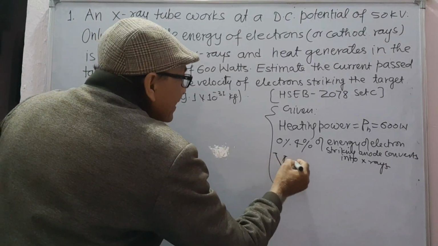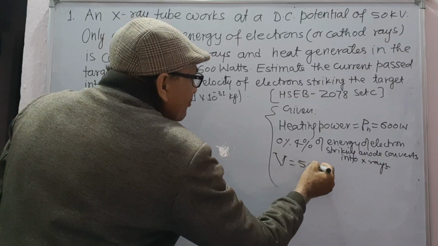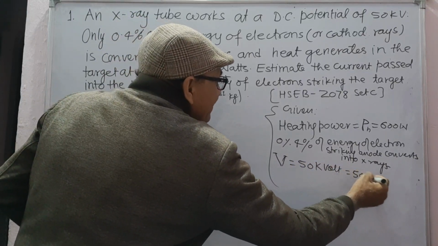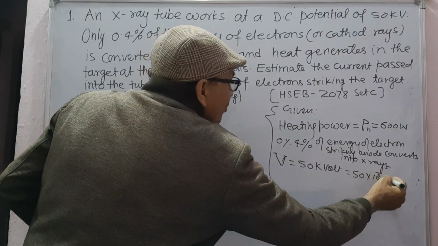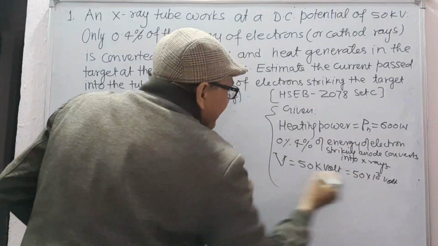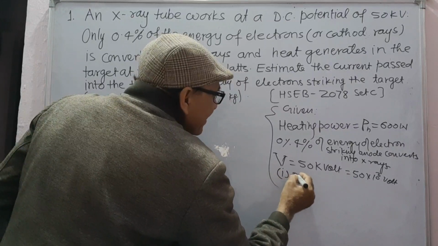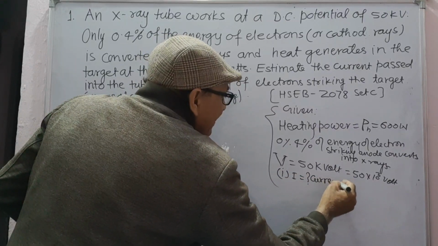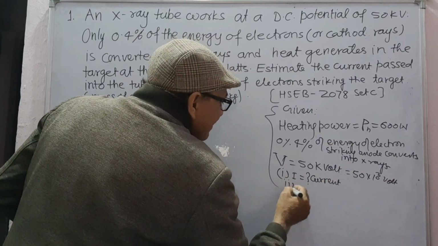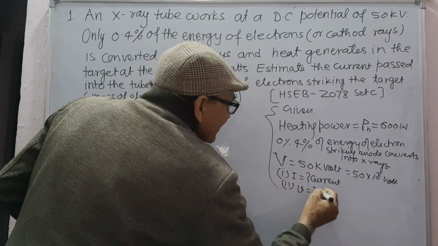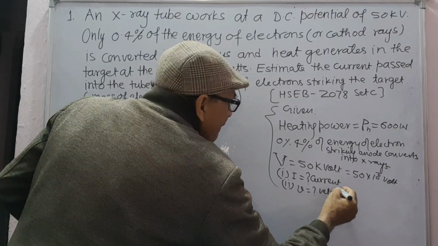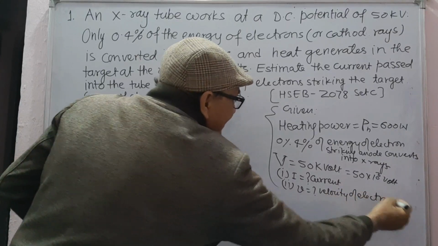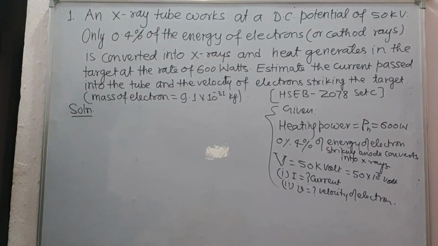Potential difference is 50 kilovolt. Kilo means 1000, so it is 50 into 10 to power 3 volt. We have to find the current I, and secondly v, the velocity of the electron striking the anode.